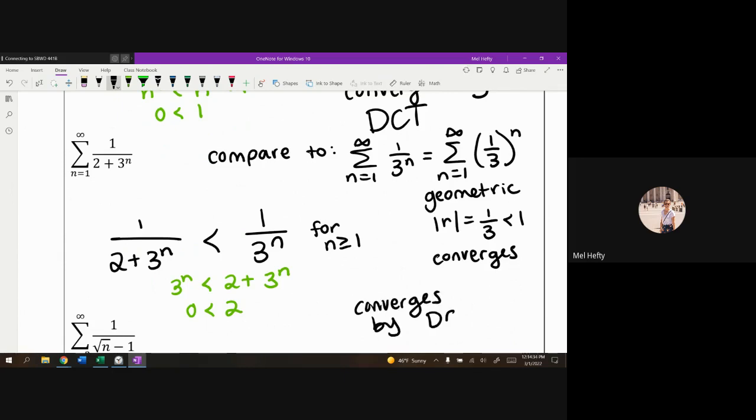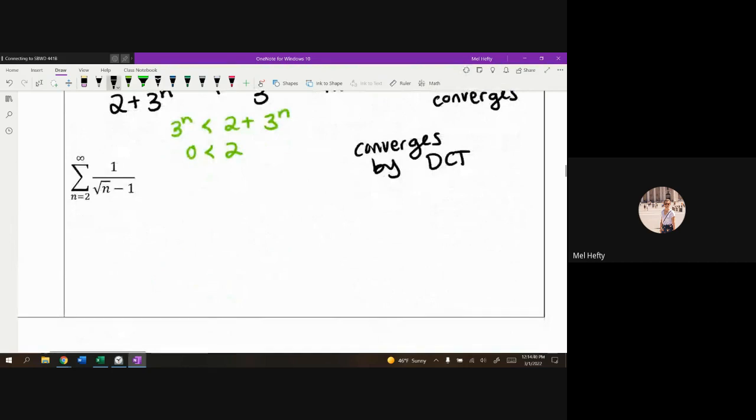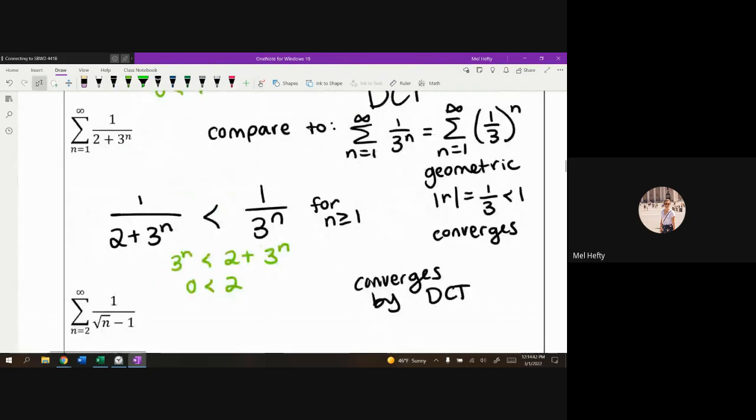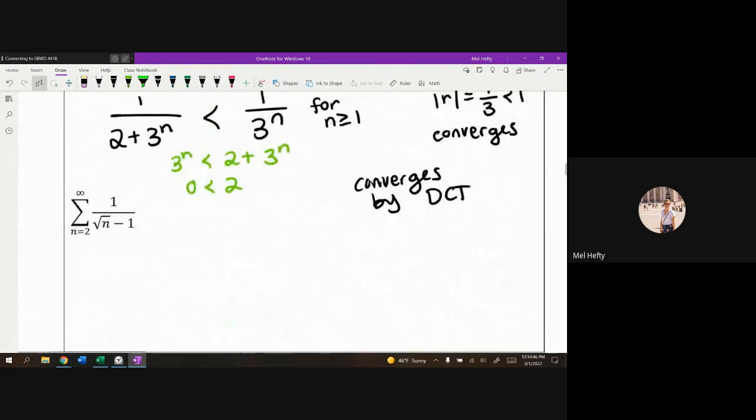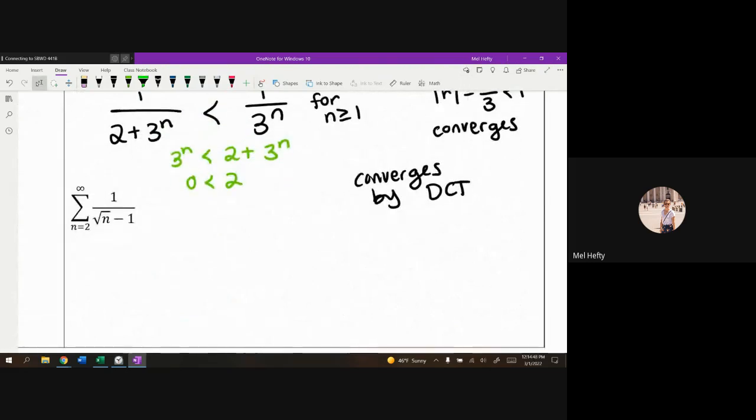All right, let's try one more and then maybe a break. Yeah. I like these tests though. These are pretty, not too bad. No, it's just giving a very formal way to compare the two. And you guys are going to like limit comparisons, so don't worry.